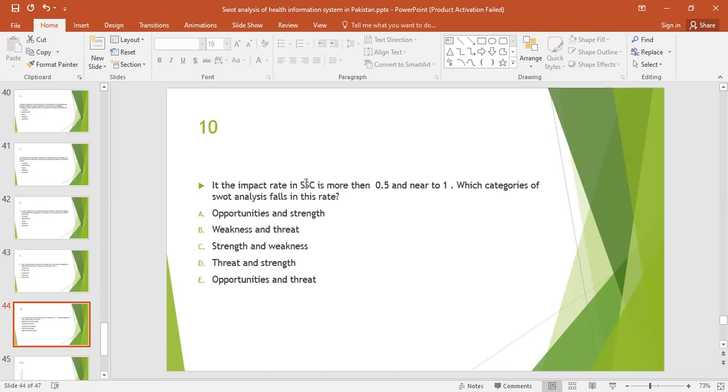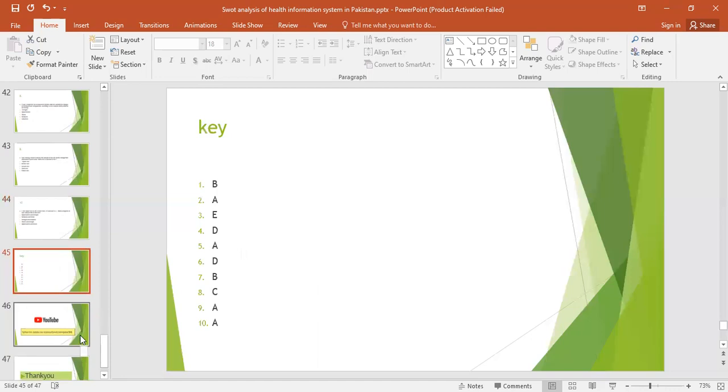If the impact rate in SWOT strategy canvas is more than 0.5 and near to 1, which category of SWOT analysis falls in this rate? Opportunities and strength, weakness and threat, strength and weakness, threat and strength, opportunities and threat. A is the right answer, opportunities and strength, which is shown by a blue line in the SWOT strategy canvas. These are the keys of my MCQs.